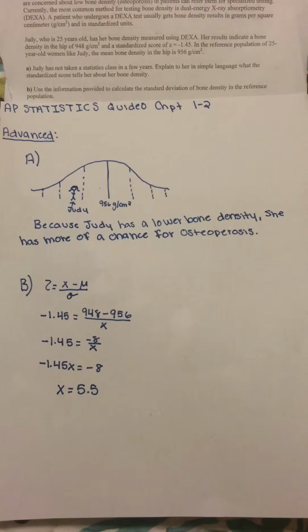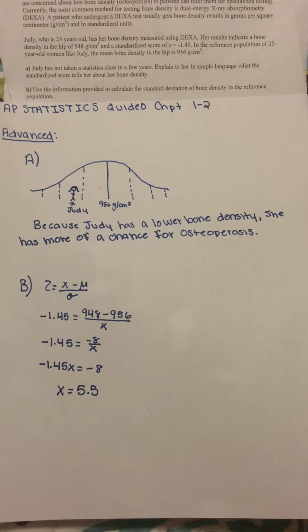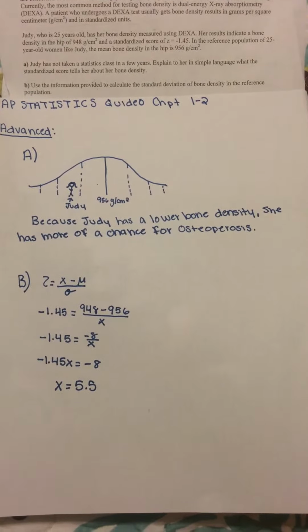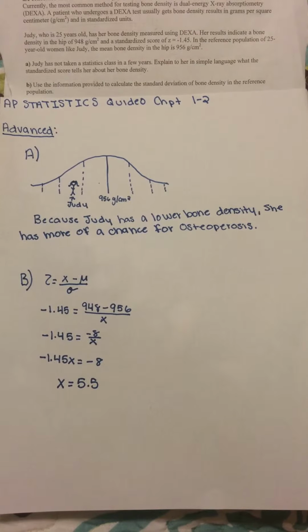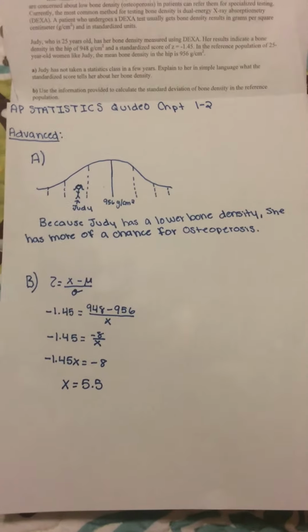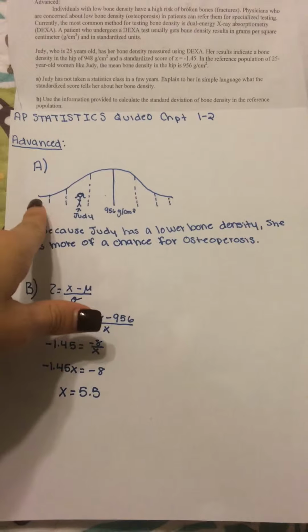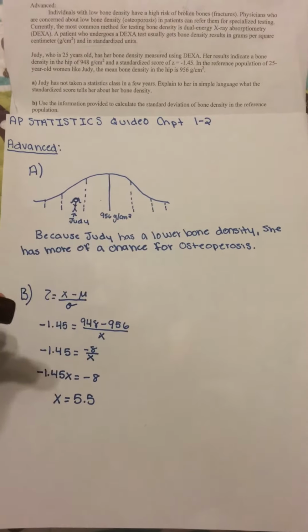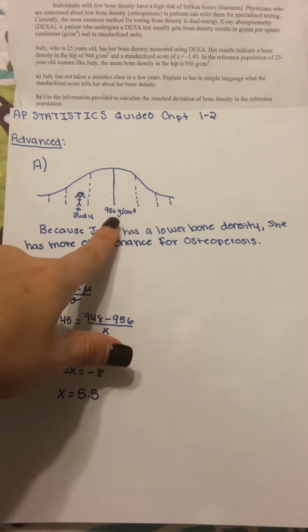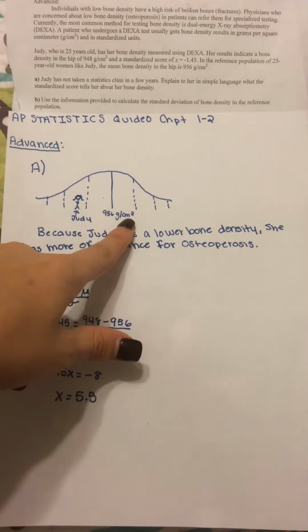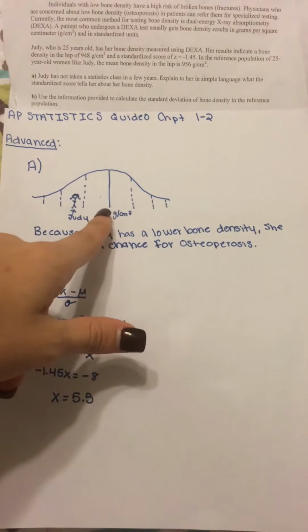So for A, Judy has not taken a statistics class in a few years. Explain to her in simple language what the standardized score tells her about her bone density. So we drew a z-score curve here, and as the problem states, the mean is 956 grams per centimeter squared, so that is right in the middle.